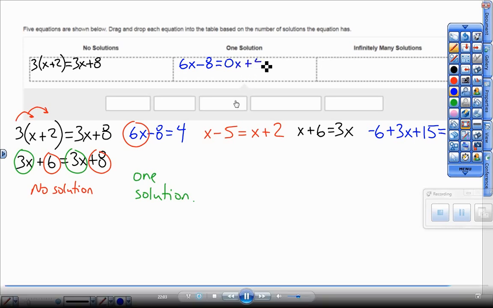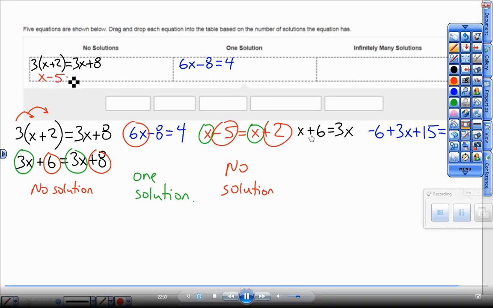All right, next problem again, without having to solve it. I have x here, same number of x's, but one side I'm subtracting 5 and the other side I'm adding 2. So again, that is that no solution situation. Any number I plug in here is going to subtract 5, add 2. So no way that's going to work. That's a no solution. So that goes right here in this no solution box.